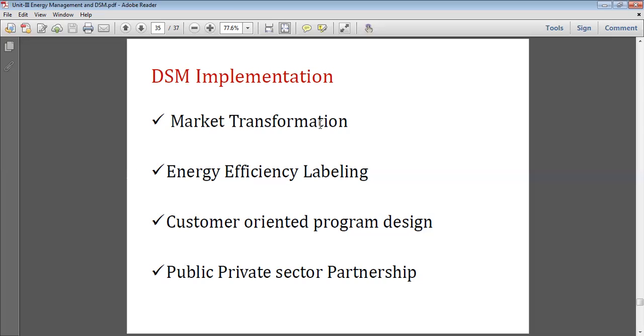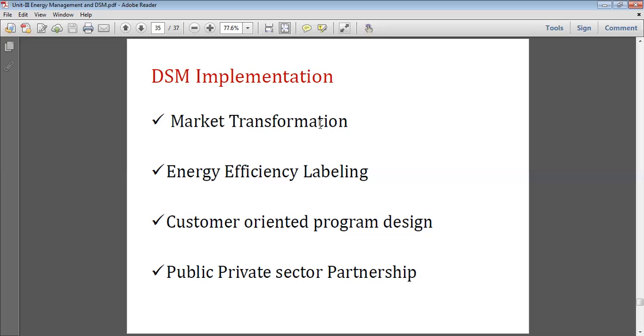If it is banned, so that nobody is going to sell pumps without star rating, fans without star rating, refrigerators and ACs without star rating, then definitely the market will have only star-rated energy efficient equipment.